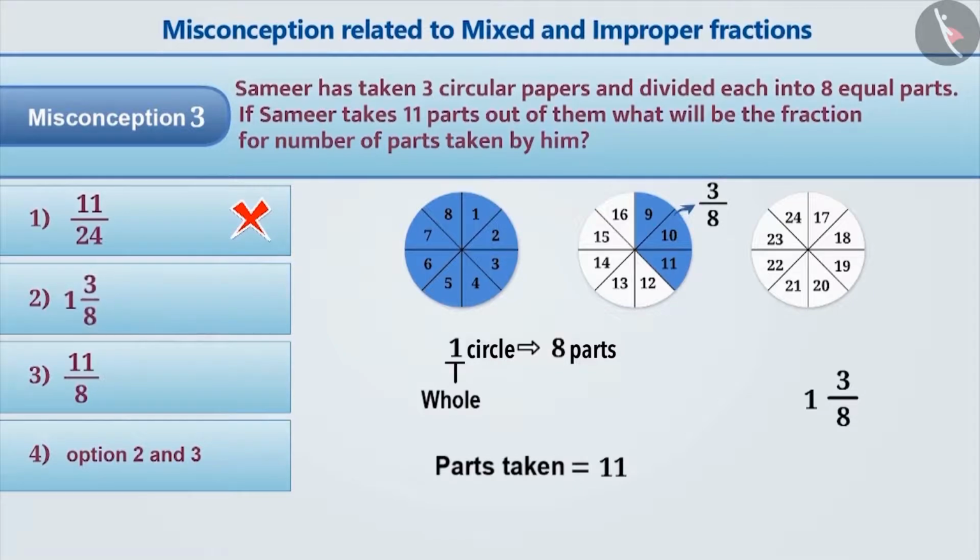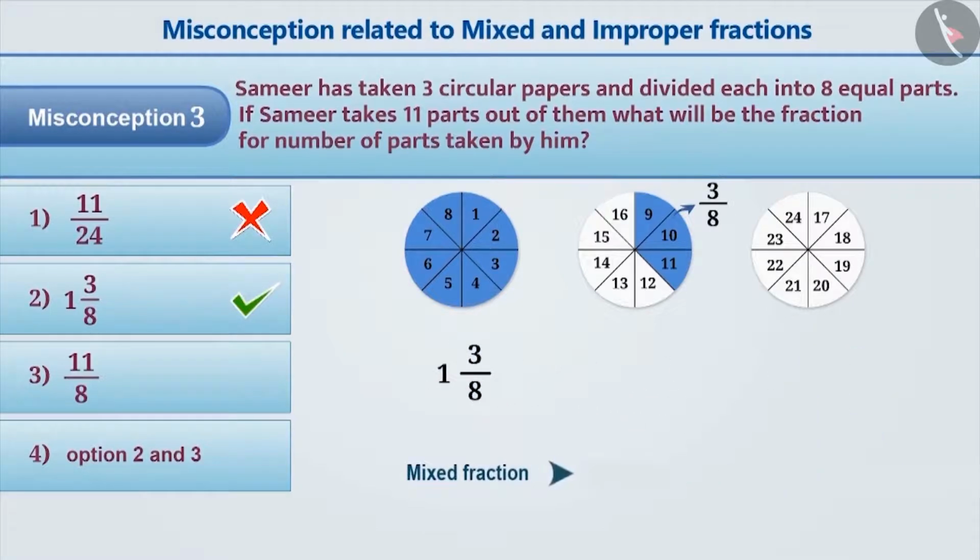That means option 2 is correct. This is a mixed fraction. Let's convert it into an improper fraction. In order to convert a mixed fraction into an improper fraction, multiply the whole number with the denominator and add the result to the numerator, just like we multiply 1 by 8 and add 3 to the result. By doing so, we get 11. By writing 8 in the place of the denominator, we get an improper fraction 11 by 8.